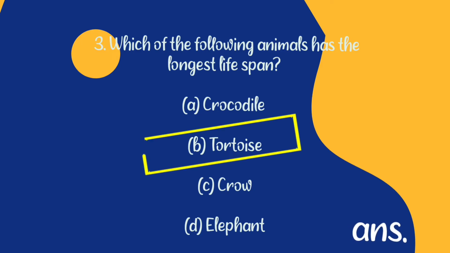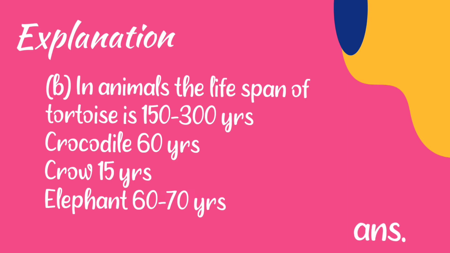And the answer is B. Tortoise. Explanation. B. In animals, the lifespan of tortoise is 150 to 300 years, crocodile 60 years, crow 15 years, elephant 60 to 70 years.